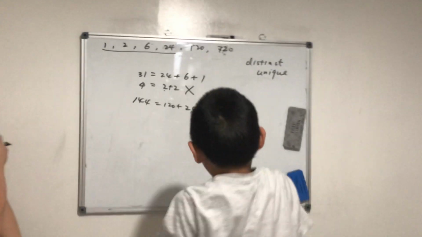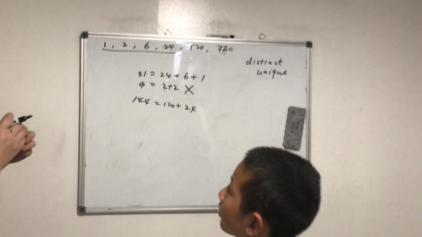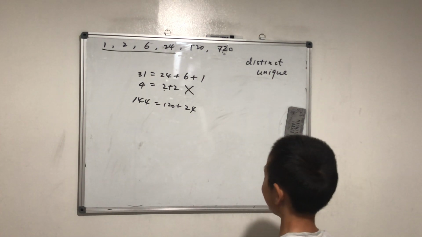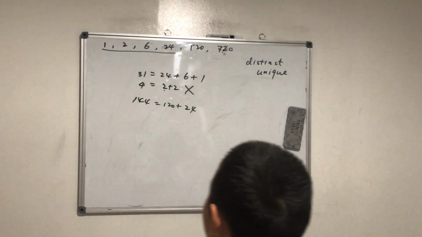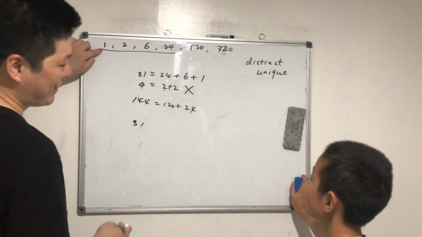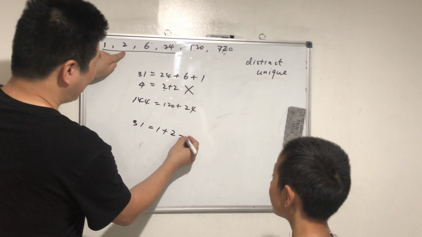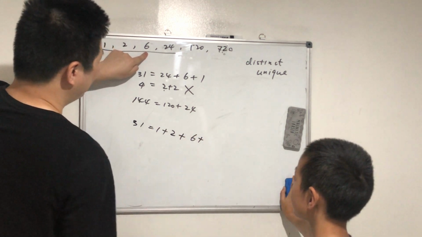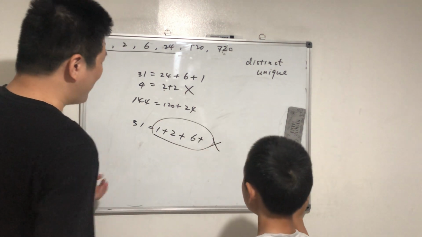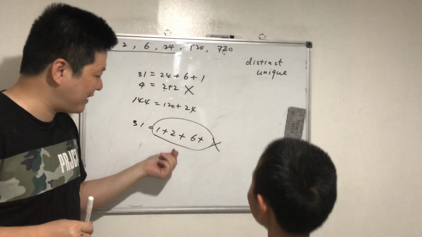Can we do it from the smallest? No. Why is that? Take this 31 for example. From the smallest: 1, 2, 6, and what's next? 24. You can't put the 24, so in this case it doesn't work. You risk the chance of using the bigger factorial.